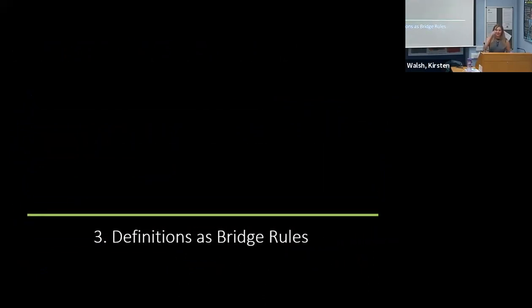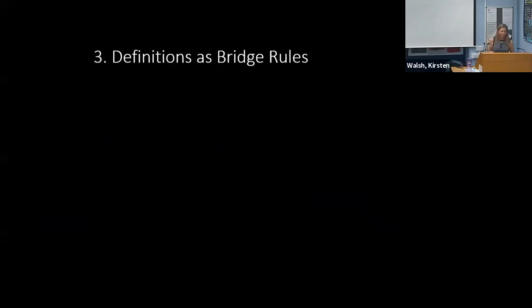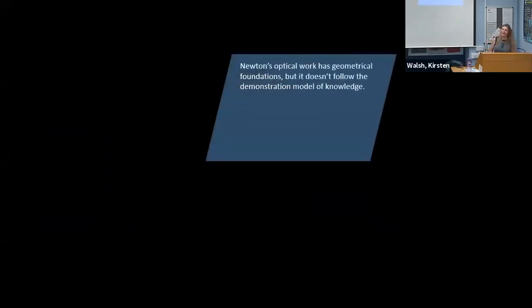Okay, so now we'll move on to the third part. What are definitions doing in this proof? Axioms as well, but I think the definitions are more interesting here. So Newton's optical work has geometrical foundations, but it doesn't follow the demonstration method of proof, as we know. So what's going on here is that geometrical axioms are assumed. So here we encounter a really interesting thing that Newton is doing in the Optics, something that other people hadn't.